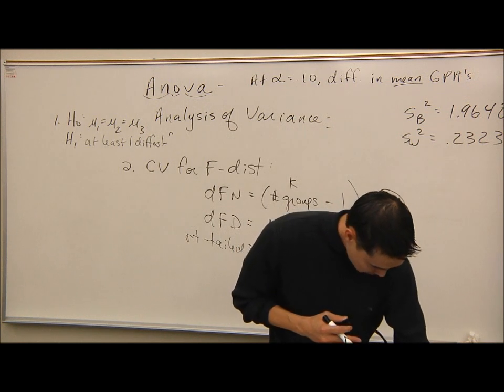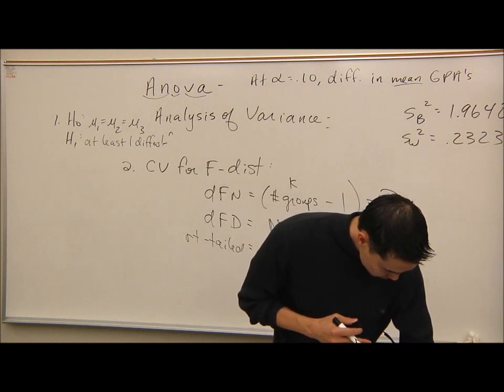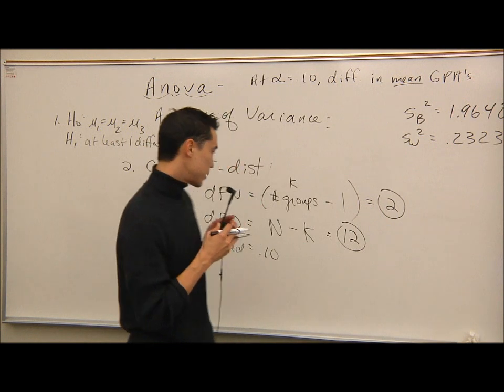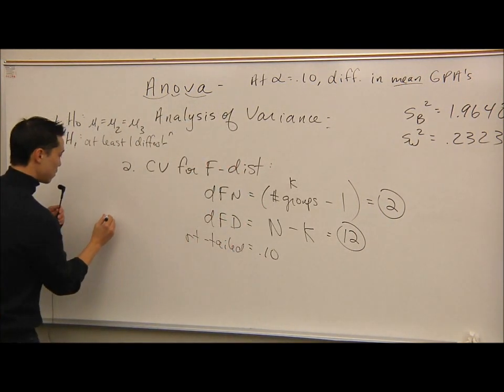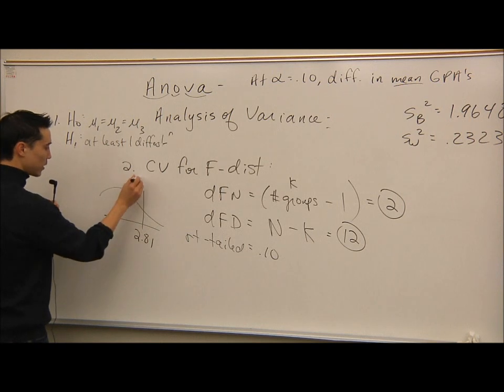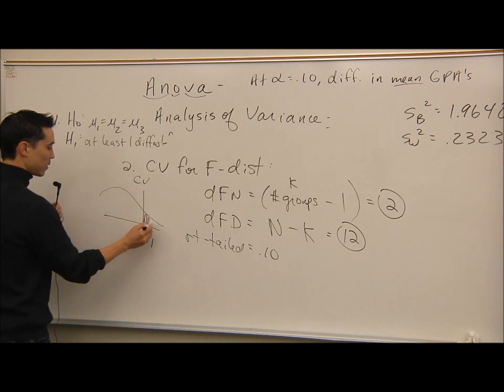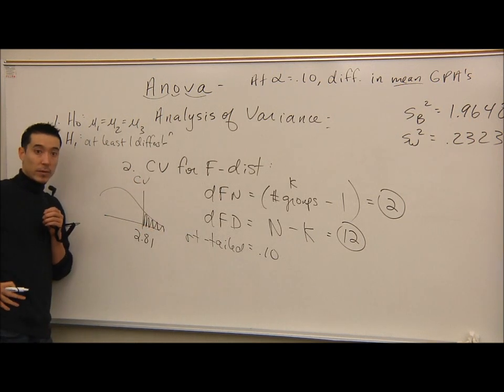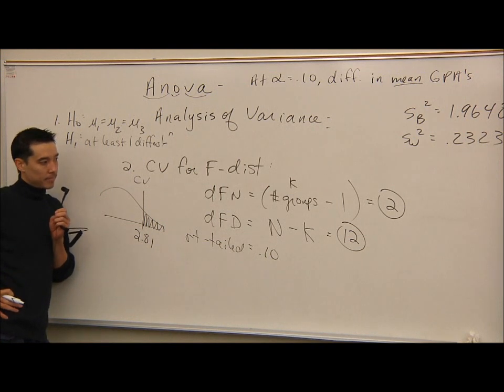And what is your critical value? 2.81. Yes. Does everybody see that? So something like this, 2.81 is my critical value. So anything above that is going to be a rejection. Okay? So you have DFN, DFD, alpha is 0.10, 2.81 is your critical value for this problem.